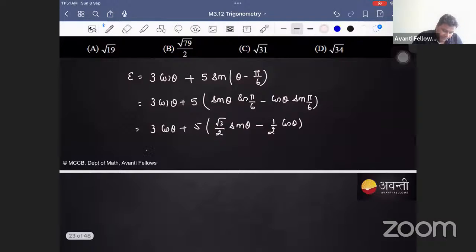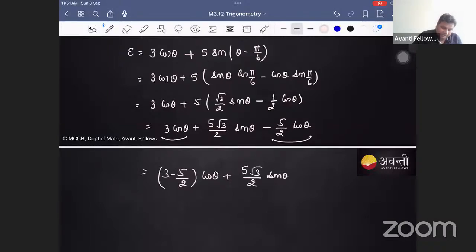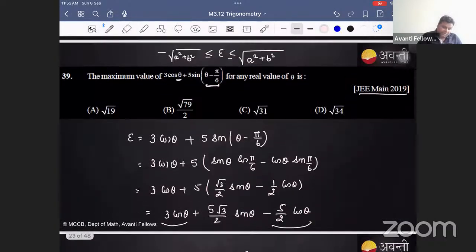Am I clear? So it is 3 cos theta plus 5 root 3 by 2 sine theta minus 5 by 2 cos theta. Now you just connect this and this. So it is 3 minus 5 by 2 cos theta plus 5 root 3 upon 2 sine theta. Am I clear? So 6 minus 5, it is 1 by 2 cos theta plus 5 root 3 by 2 sine theta. Now it has come into a fruitful form. Got it? They are asking for the maximum value.